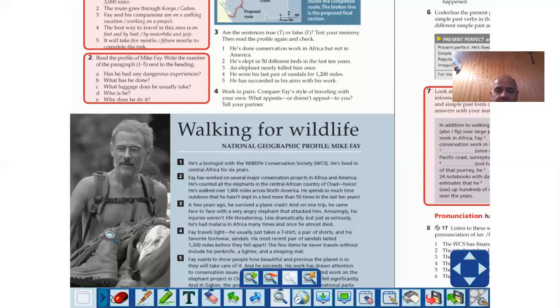He travels light, okay? And so finally, Fay wants to show people how beautiful and precious the planet is, so they will take care of it.